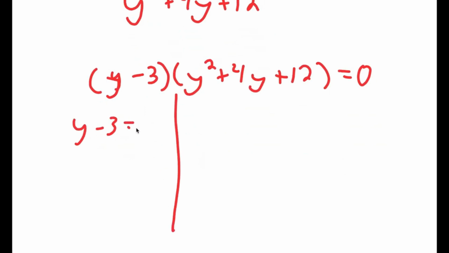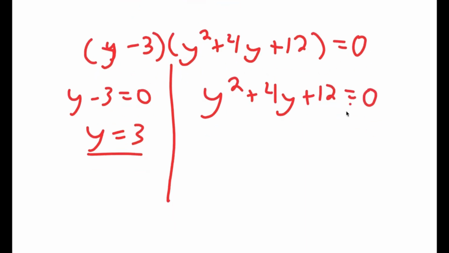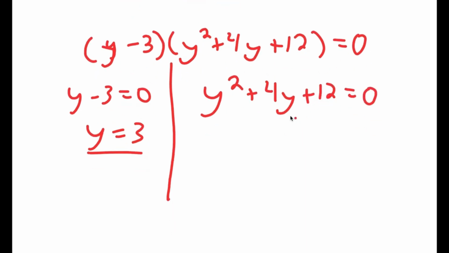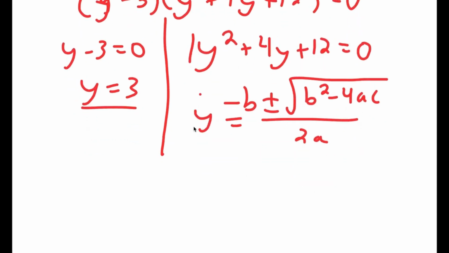So now this gives me two equations. I get y minus 3 is equal to 0, meaning y equals 3, and we already know this. And I get y squared plus 4y plus 12 is equal to 0. To solve this, we have to use the quadratic formula, which is negative b plus or minus the square root of b squared minus 4ac all over 2a. So in this case, a is 1, b is 4, and c is 12.